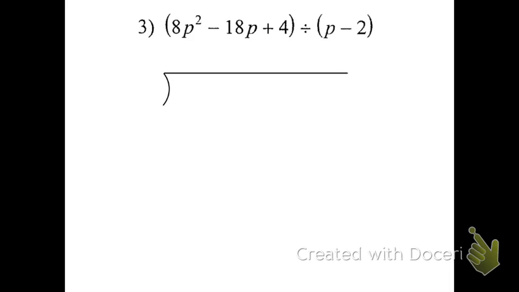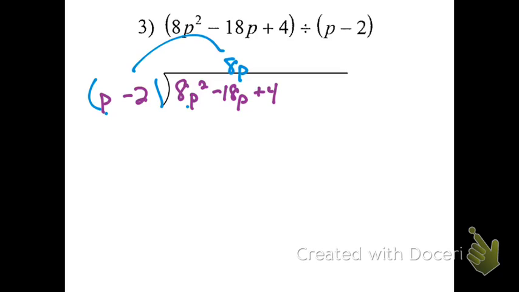Let's try this one. This one's a little bit more difficult. So 8p squared minus 18p plus 4. Now I have p minus 2 on the outside. Okay, so let's get started. What do you multiply by p to get 8p squared? Well, first you need to multiply by 8, and then you need another p. So now I'm going to take this 8p and multiply it by all that. So I get 8p squared minus 8p times negative 2 is negative 16p.